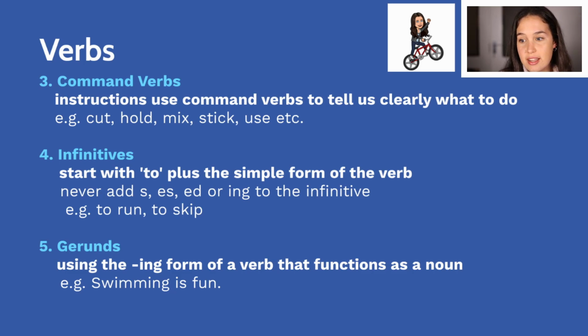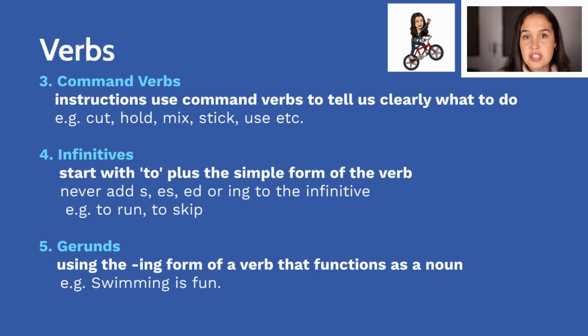Number 4, infinitives. Start with to plus the simple form of the verb. You never add s, es, ed, or ing to the infinitive. For example, to run or to skip. You wouldn't say to runs or to running.